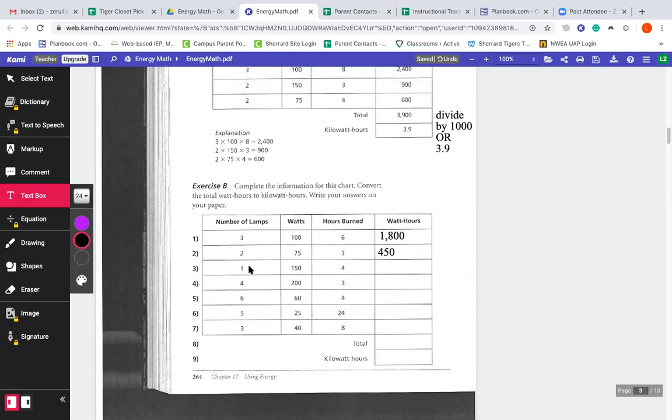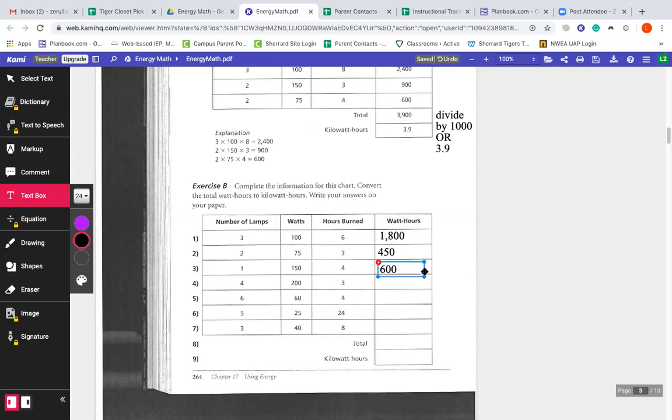Okay? Same thing on this next one. I've got 1 lamp times 150 watts per lamp times 4 hours that I have run that lamp. I have used 600 watts of electricity, okay?